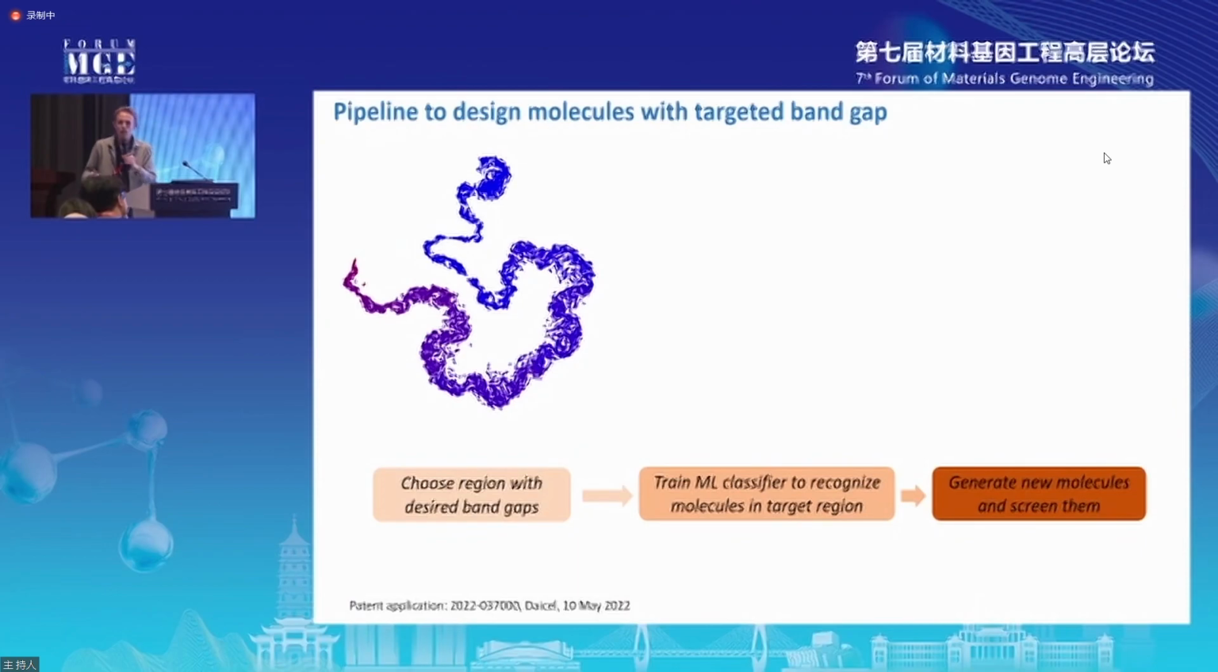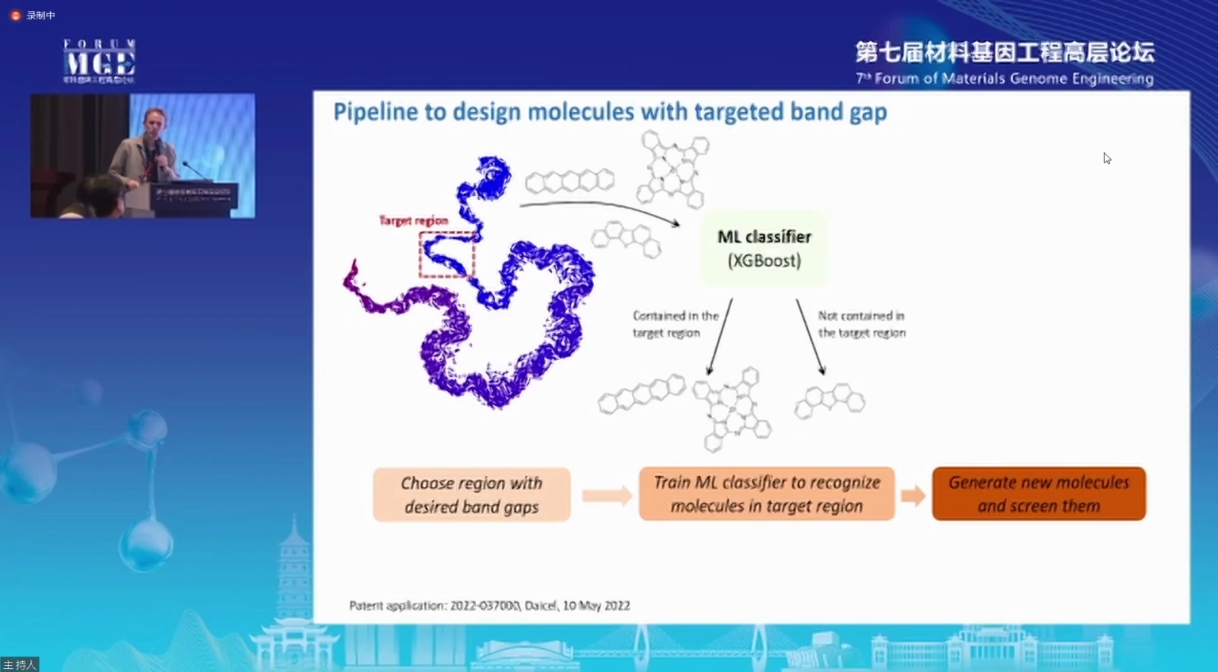We can use it to design molecules that have a targeted band gap in the condensed phase. So we made this pipeline here. First we select a region of our visualization from which we want to make compounds with a particular band gap. We then create a machine learning classifier that can learn to classify molecules as having these band gaps or not having these band gaps when they're in the condensed phase.